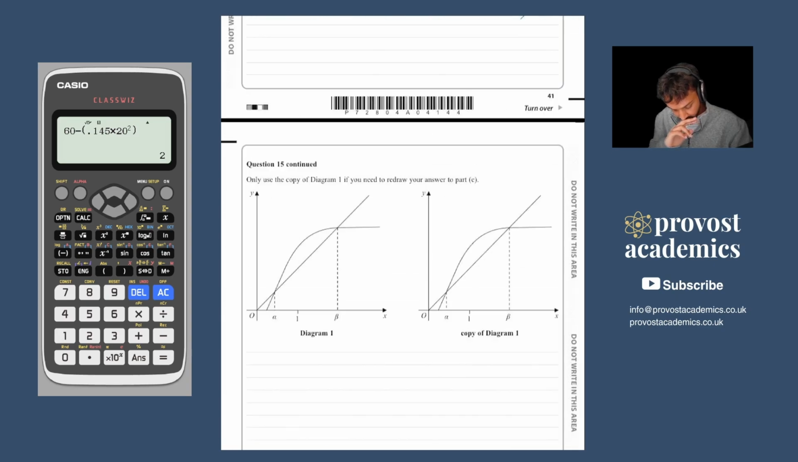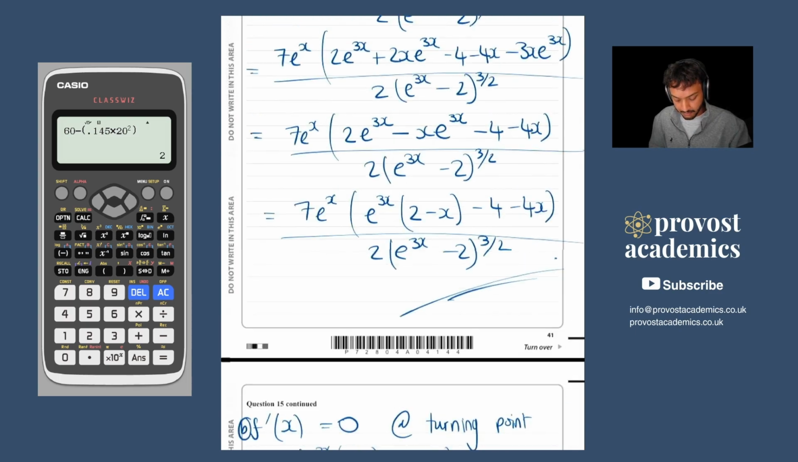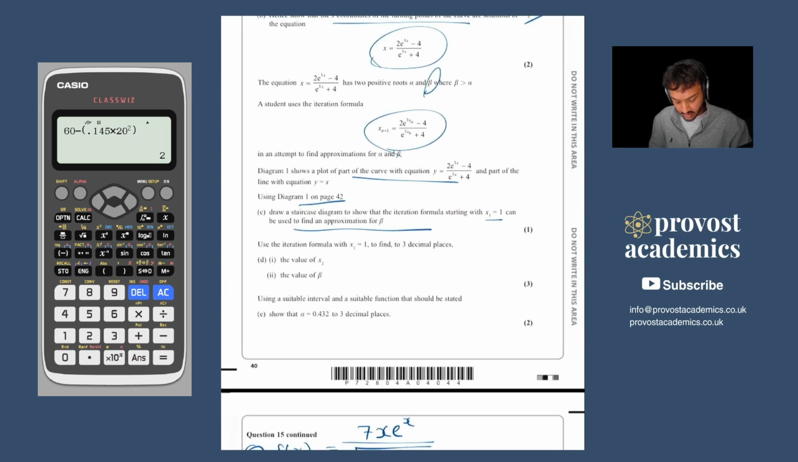Sorry. There you go. So if we start at 1, we go to our curve, right? We go to our curve, then we come back to our line, go to the curve, come back to our line, and then that's how we get closer to our solution, and therefore the staircase shape. Okay, so that's C done.